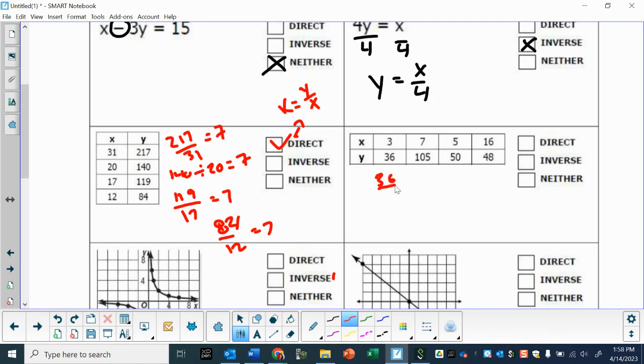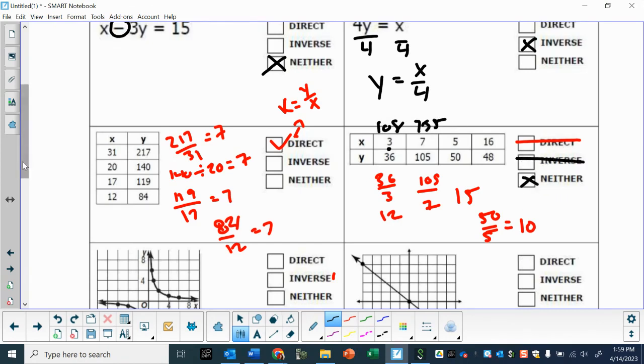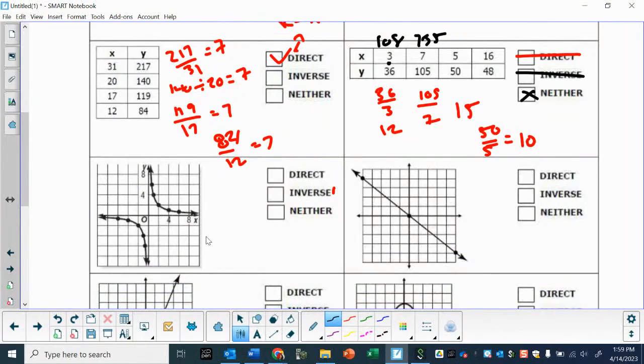This one, 36 divided by 3 is 12. 105 divided by 7 is 15. 50 divided by 5 is 10. So this is not direct variation. If we multiply these, 36 times 3 is 108. 105 times 7 is 735. So this is also not inverse variation. It must be neither. This is called a hyperbola.